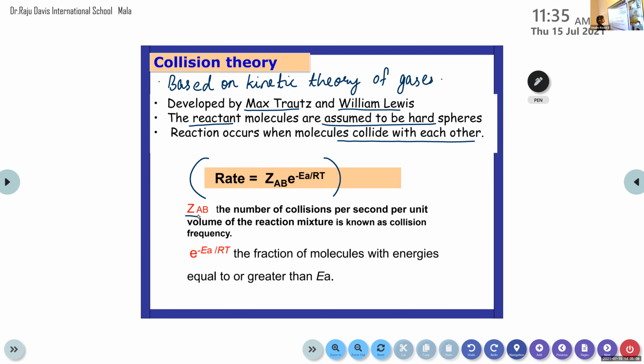This ZAB is known as collision frequency. The number of collisions per second per unit volume of the reaction mixture is known as collision frequency. Z, and as a subscript you can write AB. Then e raised to minus EA by RT, that we already discussed, is the fraction of molecules with energies equal to or greater than EA. EA is activation energy.